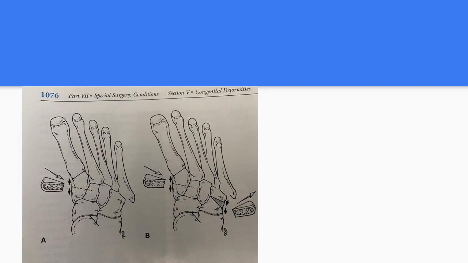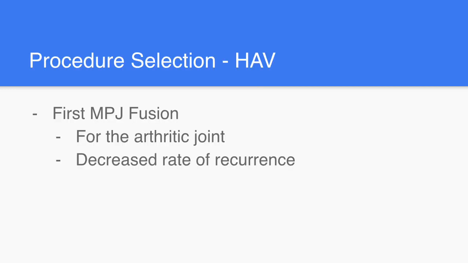And if you do end up doing that, then you want to orient the apex of the cut toward the medial cuneiform cut, again, as it shows here in this picture. For the arthritic first MPJ, the procedure of choice here is first MPJ fusion, given the right patient, of course. There's a high success rate with this procedure and a much lower rate of recurrence.